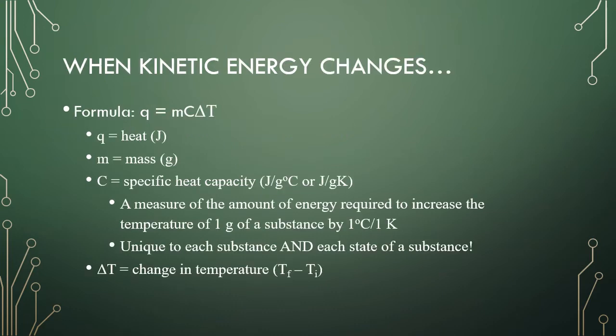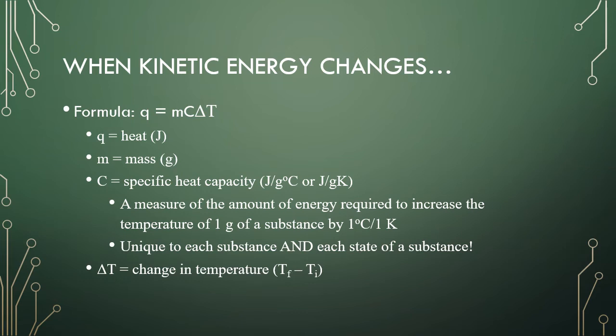When the kinetic energy is changing, that means the temperature is changing, and heat can be calculated using the following equation. The heat, lowercase q, is equal to mc delta T, where m stands for mass in grams, as we are accustomed to seeing. C is a specific constant known as the specific heat capacity, whose units are joules per gram degree Celsius or joules per gram Kelvin. It is a measure of the amount of energy required to increase the temperature of 1 gram of a substance by 1 degree Celsius or 1 Kelvin. This difference is the same for Celsius and Kelvin conveniently.